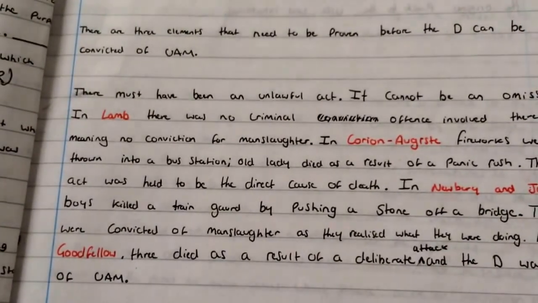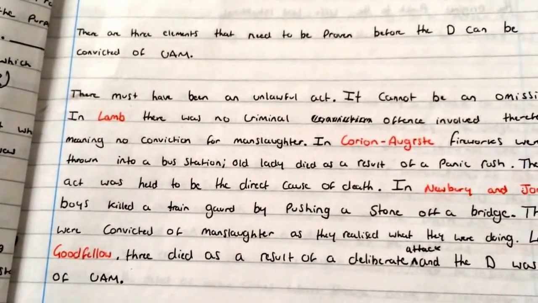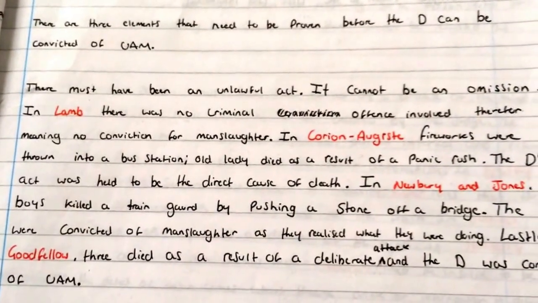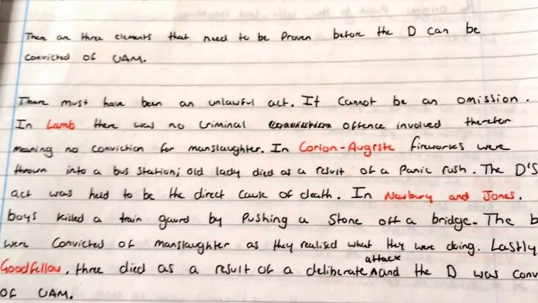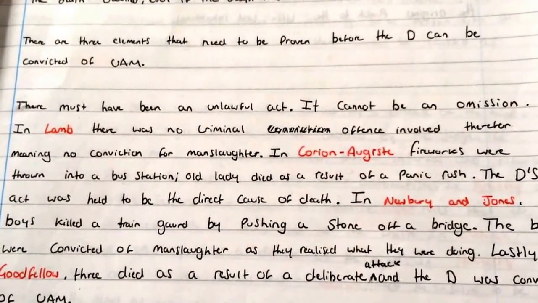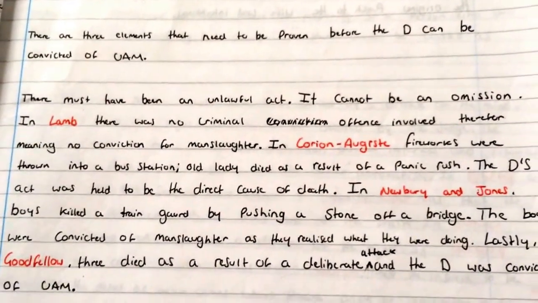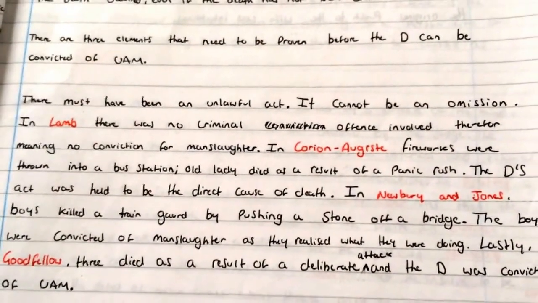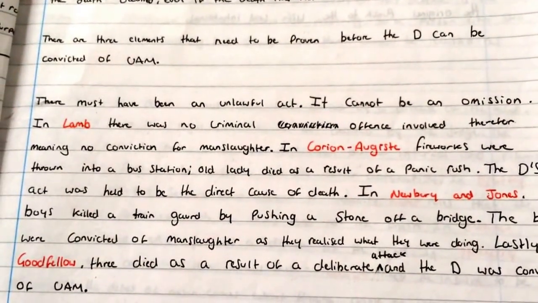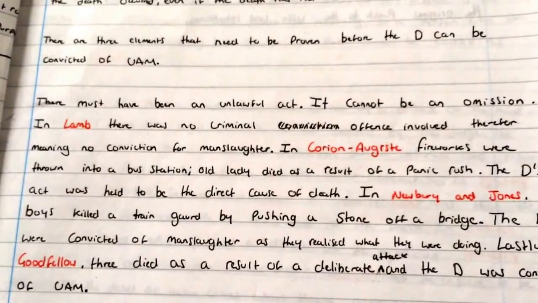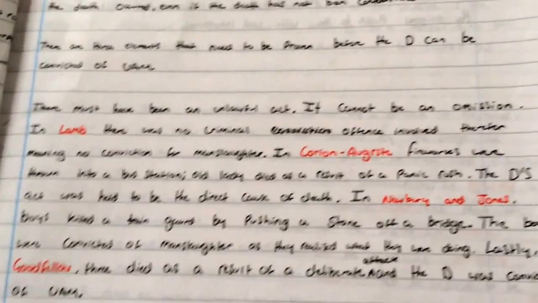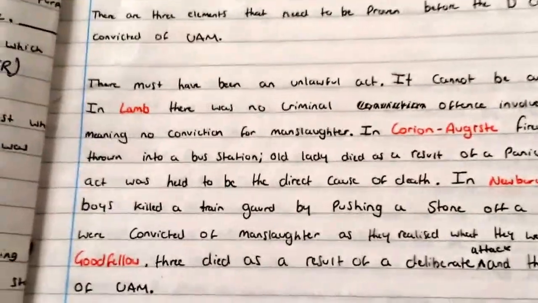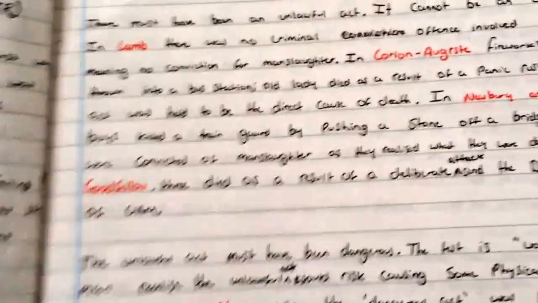There must have been an unlawful act. It cannot be an omission. In Lowe, there was no criminal offence involved, therefore meaning no conviction for manslaughter. In Larkin, fireworks were thrown into the bus station. An old lady died as a result of a panic rush, and the defendant's acts were held to be the direct cause of death. In Newbury and Jones, boys killed a train guard by pushing a stone off a bridge. The boys were convicted of manslaughter as they realised what they were doing. Lastly, in Goodfellow, 3 died as a result of a deliberate attack, and the defendant was convicted of UAM. This is a sound paragraph with loads of relevant cases and facts. All you have to do is do the application and you will get a sound.